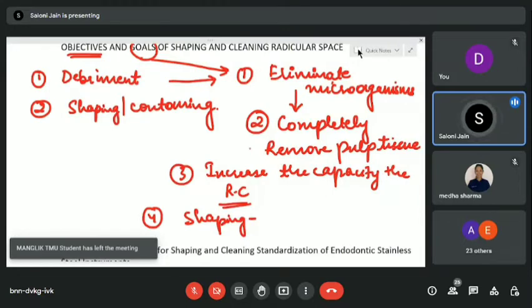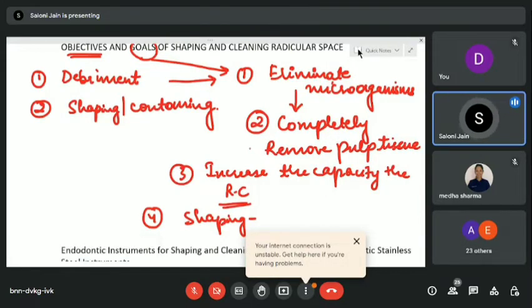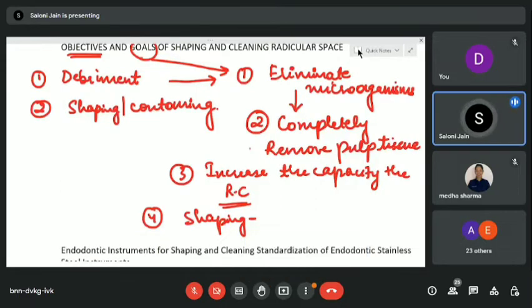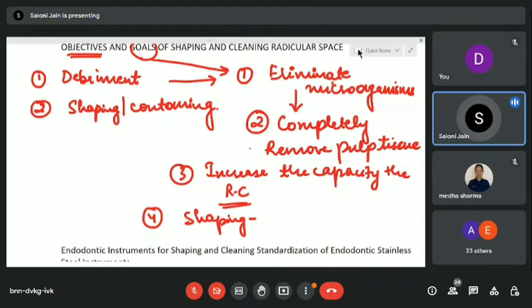Debridement, shaping, contouring, disinfection, all words used interchangeably. Similarly are the goals, that is complete removal of the pulp tissue, which could be by the elimination of microorganisms, and then you increase the capacity of the root canal, you shape the canal, you contour the canal so that you can fill the canal with a proper obturating material.